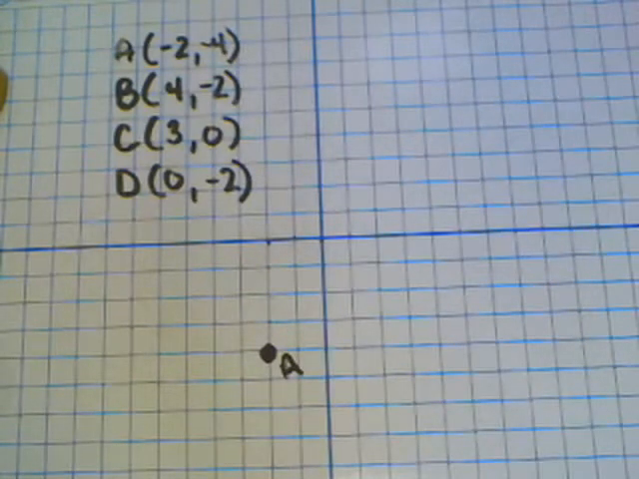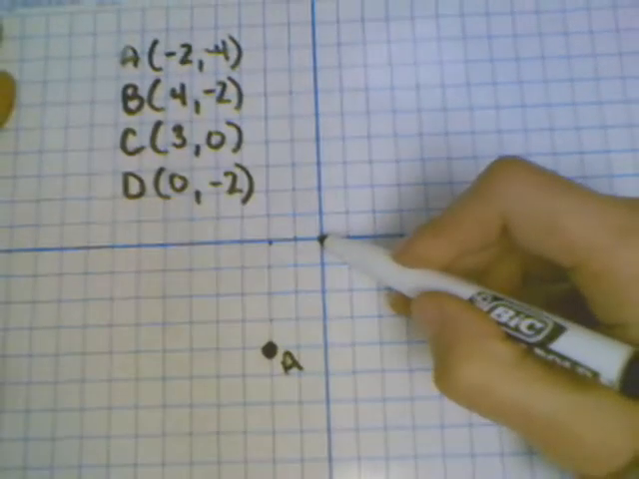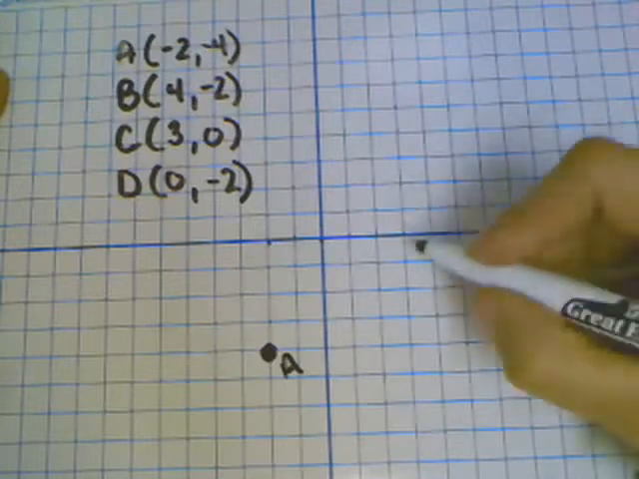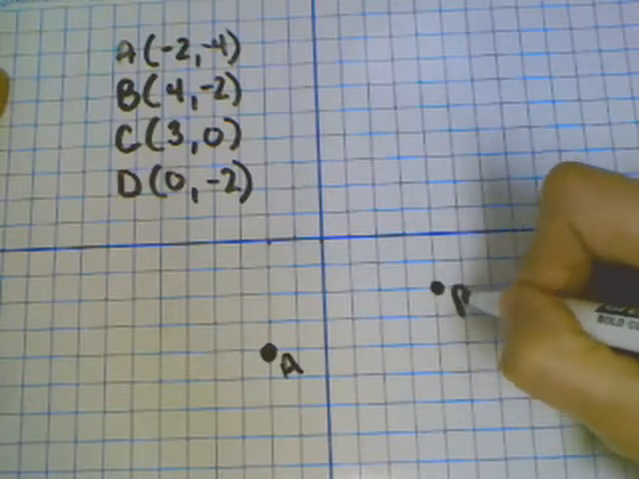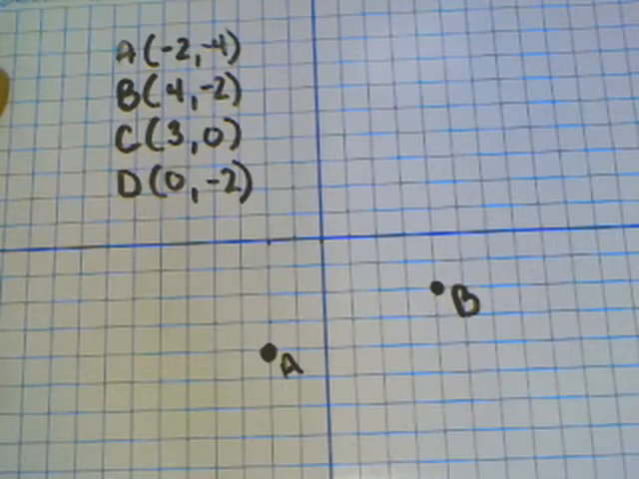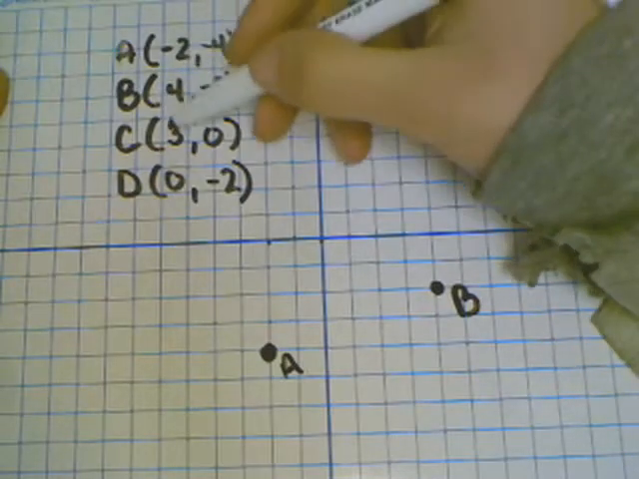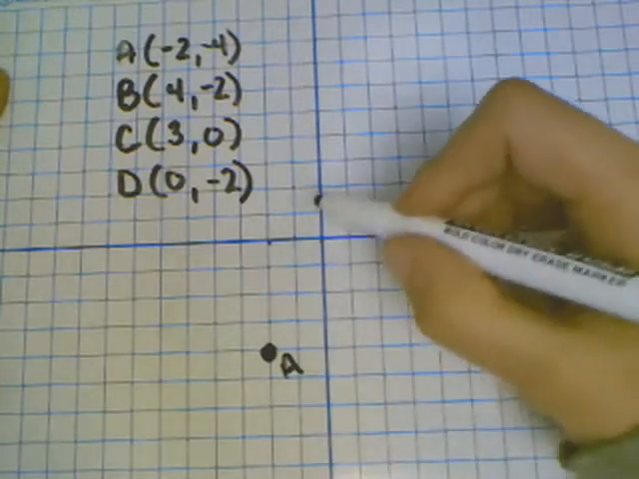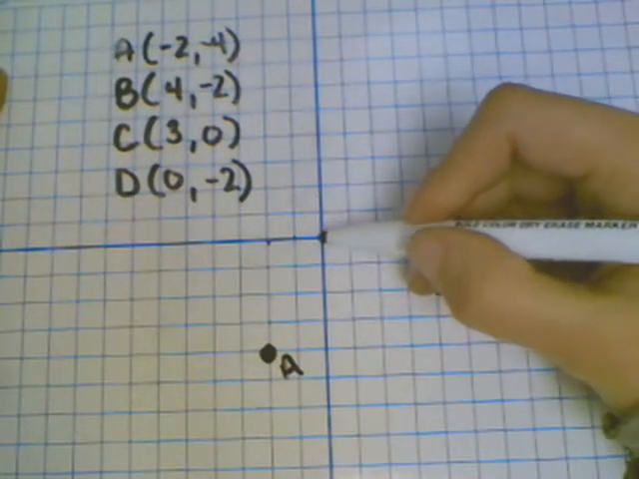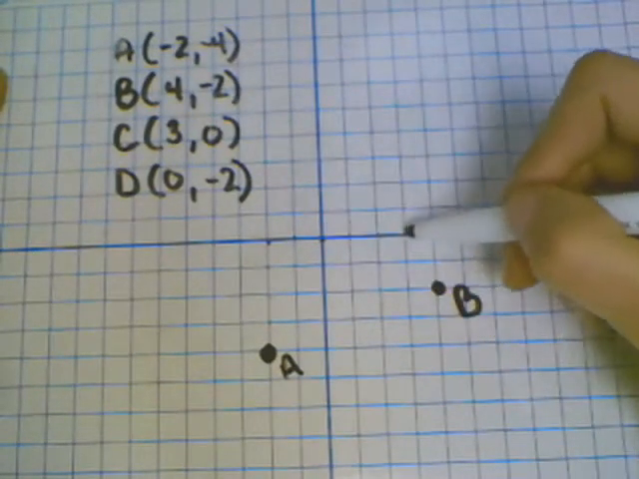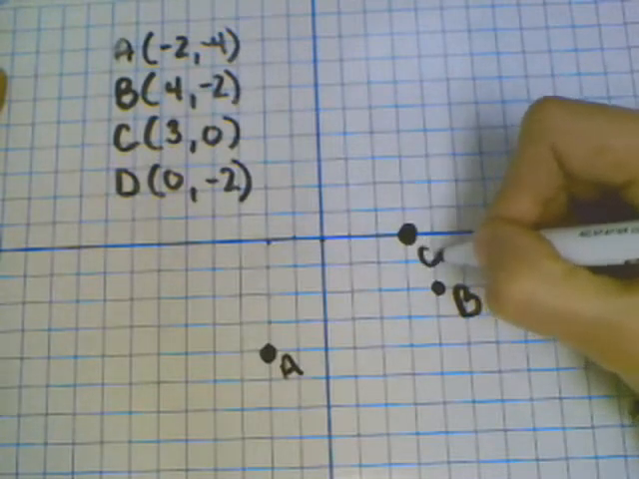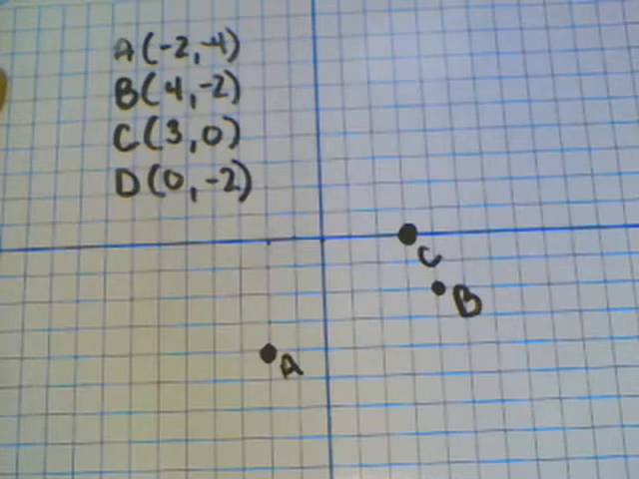Point B, again I start at the origin. I'm going to go over 4, down 2. So point B is right here. Remember, horizontal, left and right first, then up and down. Point C, I'm going to start at the origin and go over 3. I don't have to go up or down at all. So point C lies on the x-axis.